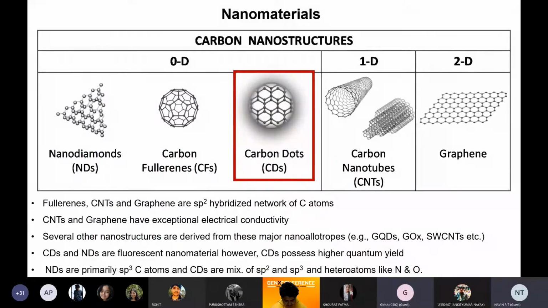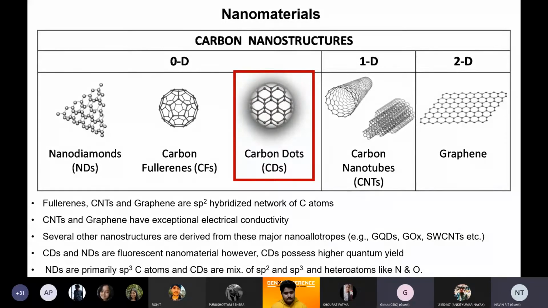Coming to the carbon nanostructures, the scientists have identified majorly 5 carbon allotropes or carbon nanoallotropes. These are carbon nanodiamonds, carbon fullerenes, carbon dots that we are talking about today, carbon nanotubes, and graphene. The graphene represents the two-dimensional allotrope of carbon, where all the carbons are sp2 hybridized and arranged in a linear fashion. So we can consider them bulk in the xy direction, but in the z direction they are in a nanometric scale.